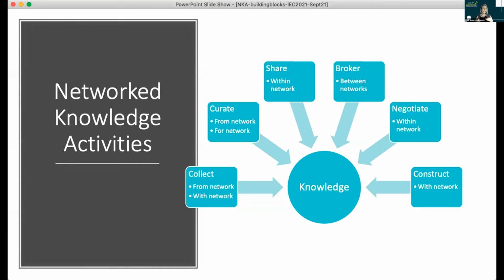Brokering is a very specific kind of sharing, where we see different groups of people and we say, oh, this group of people over here, they've got something really great. And I don't want to just share it to the world. I know that this other group of people over here would really benefit from it. So I'm going to be the middle person and take it from one group and move it to the other group. Very intentional sharing.